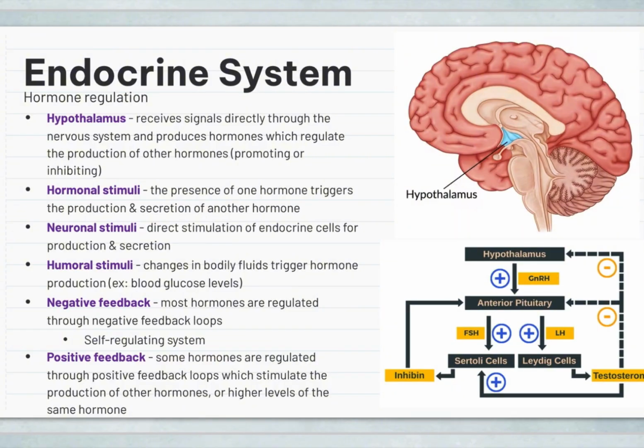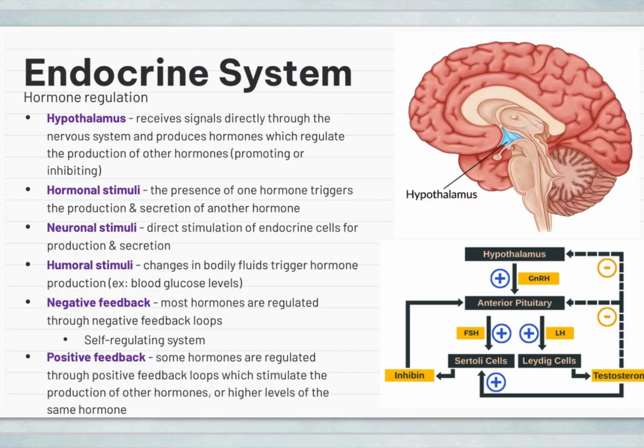And then we have again our negative feedback and our positive feedback. Most hormones are regulated through negative feedback loops. So again, this is a self-regulating system where the hormones will be released and continue to release until whatever they were trying to either bring up or bring down reaches that set point, and then they will shut off. And they will wait until it either increases or decreases again, diverging from that set point, to then start back up.